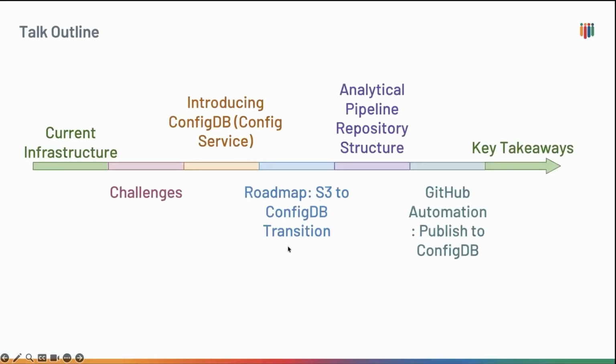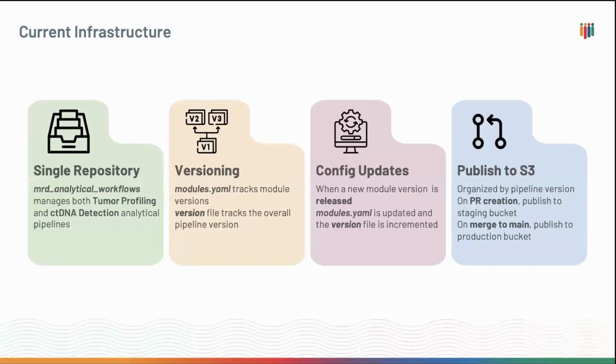First I'll start with the current infrastructure. Then I'll walk through the current challenges that we have been facing. From there on, I'll introduce the proposed solution, ConfigDB, a configuration service, and explain its role in improving pipeline version management. I'll then briefly touch on some technical aspects of the config service. After that, I'll outline the transition roadmap from S3 to ConfigDB. I'll then cover the analytical pipeline repository structure, followed by how we leverage GitHub workflow automation. And finally, I'll wrap up with some key takeaways. Next slide, please.